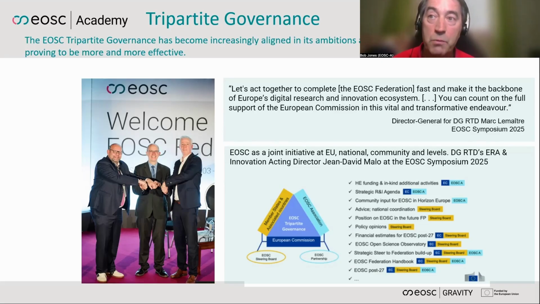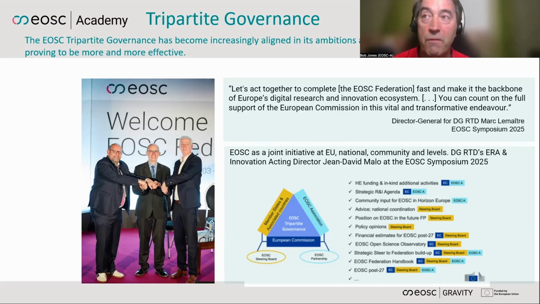From the member states, we have the steering board, which involves all the European member states and associated countries as well for Horizon Europe. And then between the EOSC Association and the European Commission, there's a special partnership structure being put in place, and there's a partnership board put in place and operating there as well. So there you can see that that's the basic high-level structure we have.